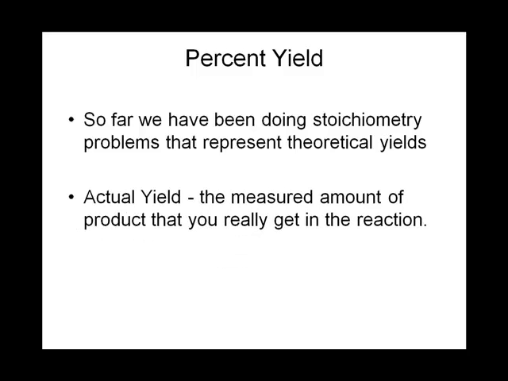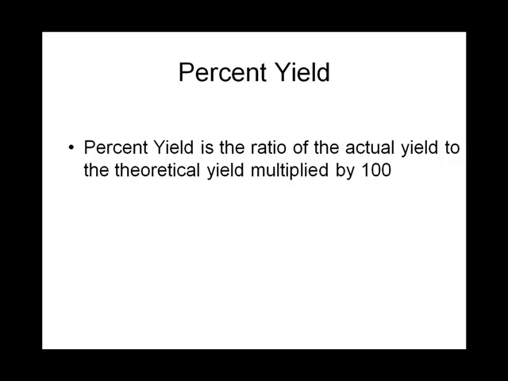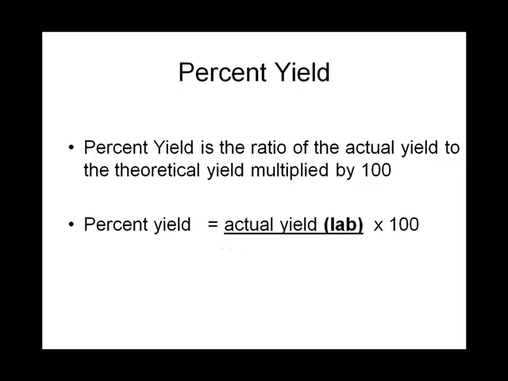Actual yield is the measured amount of product that you really get in the reaction based on an experiment. The percent yield is basically the ratio of the actual yield to the theoretical yield multiplied by 100. So, in this example, actual yield represents what you get in the lab. Theoretical yield is what you calculate based on your calculations of stoichiometric problems. Once you get that ratio, then you multiply by 100 to get the percent yield.